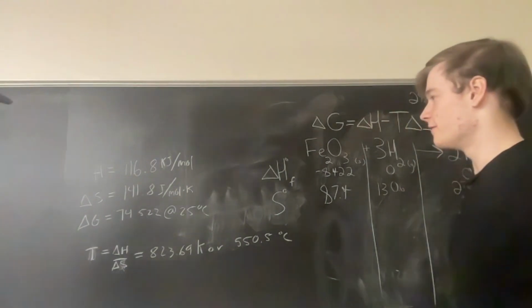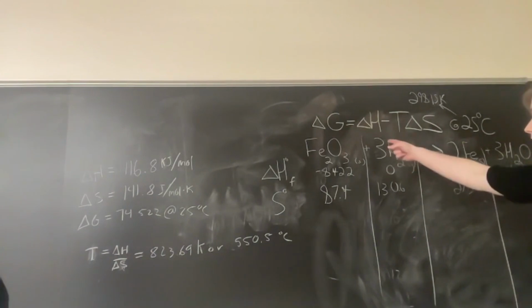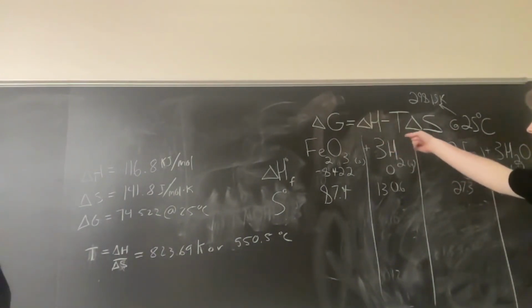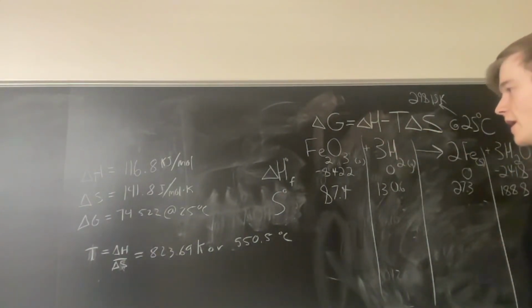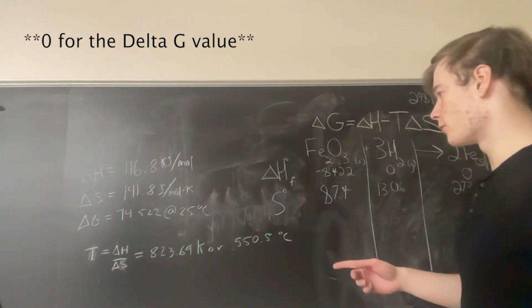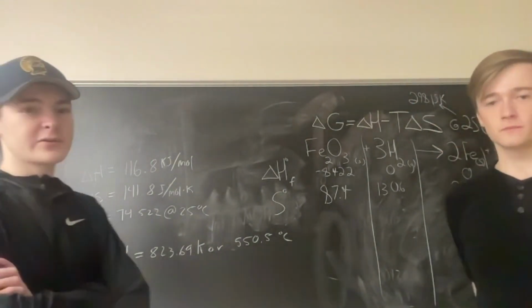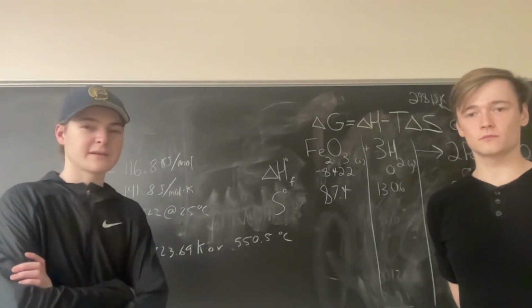We calculated the delta G with this equation right here, delta G equals delta H minus temperature times delta S. And to find it at 0 degrees, we just plugged in 0 for the T value. Yep, and then that would give us the temperature when it becomes spontaneous.